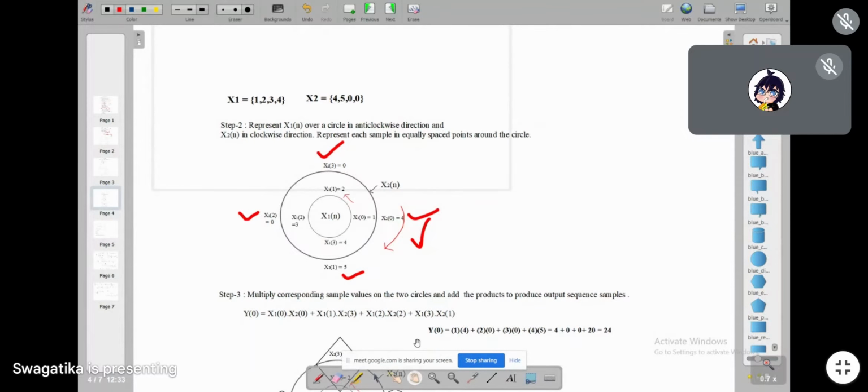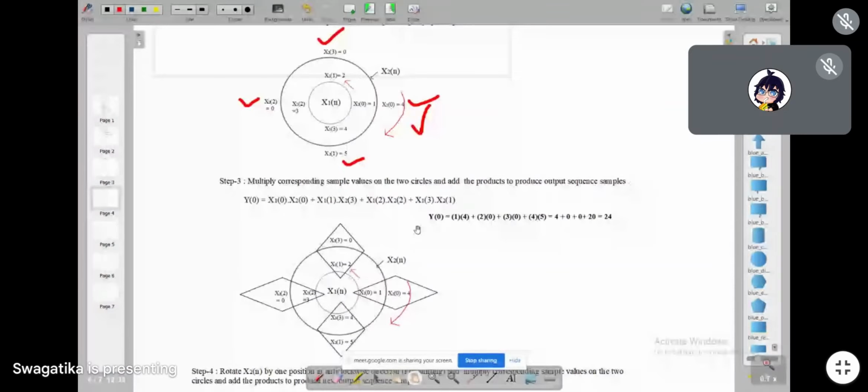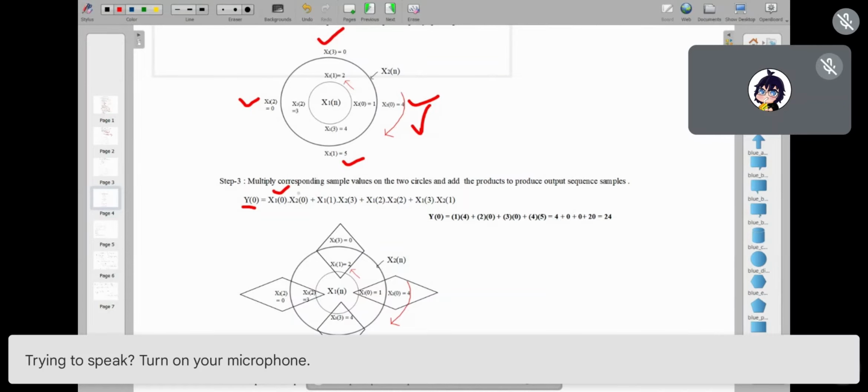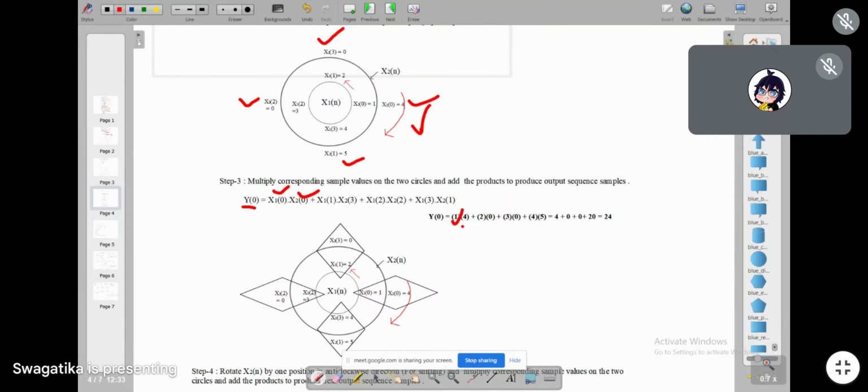Now coming to the next step, corresponding value multiplication, right? So you have to multiply from the 0 position I am starting. Okay. So now I will find my y of 0. Y of 0 is equal to 1 into 4, right? Here you can see x1 0, x2 0. I have written here 1 into 4, right? Now here it is 2 into 0, now 0 into 3. Okay. Now 4 into 5. So total it will be 4 plus 20, 24.